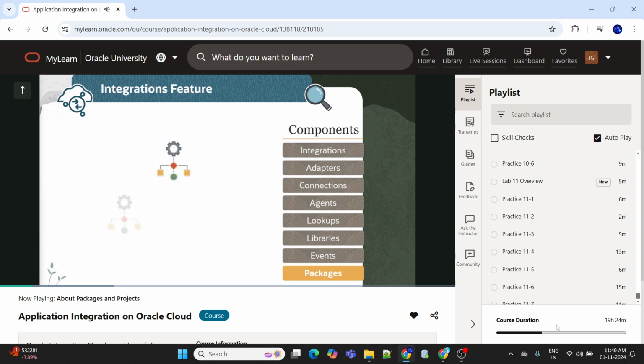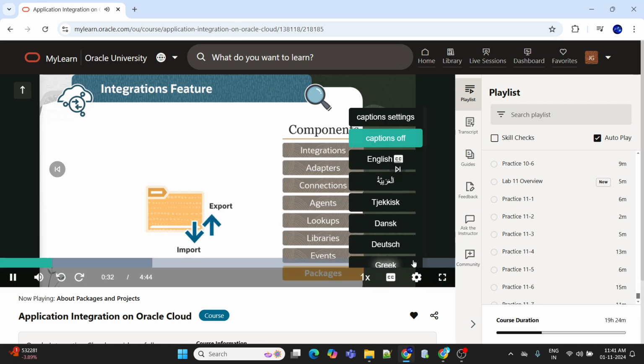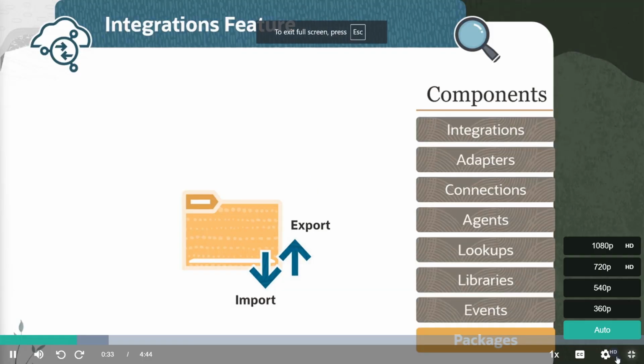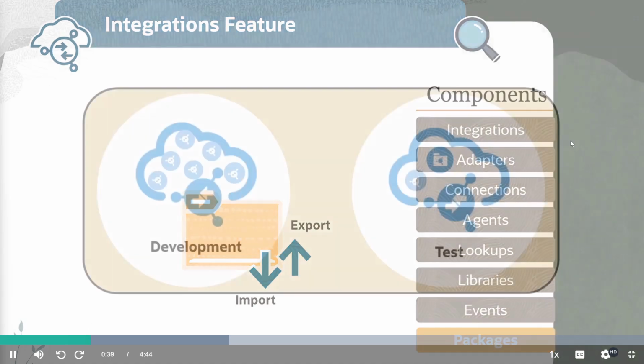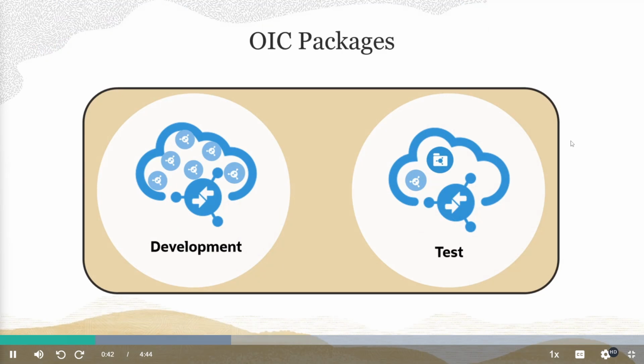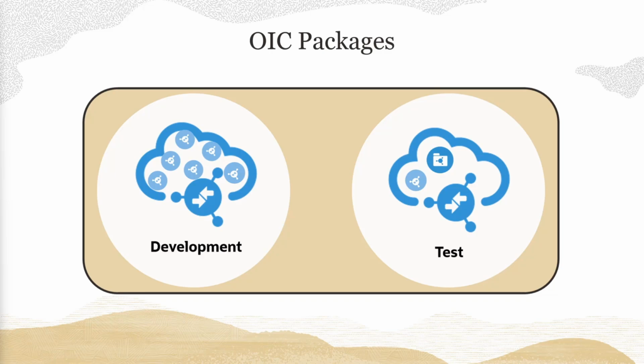You can group one or more integrations into a package, which greatly simplifies those use cases where you need to export and import a group of integrations that are related to one another, because it also contains the integration's dependencies, such as connections, lookups, and JavaScript libraries. So rather than having to export and import integrations separately, you can export a package of integrations.